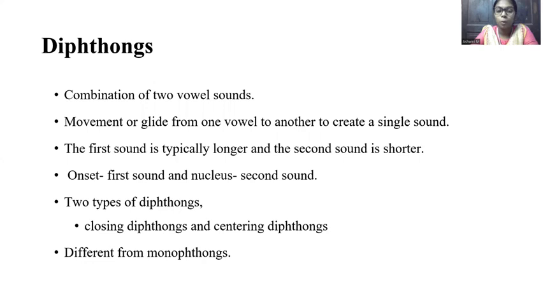One important thing to note about diphthongs is that they are different from monophthongs, which are vowel sounds that consist of a single unchanging sound. So, according to Peter Roach, a renowned linguist, there are two types of diphthongs: closing diphthongs and centering diphthongs.